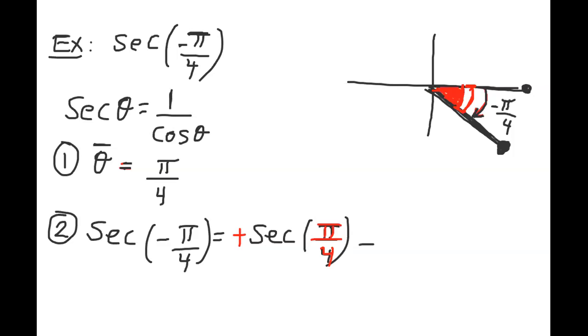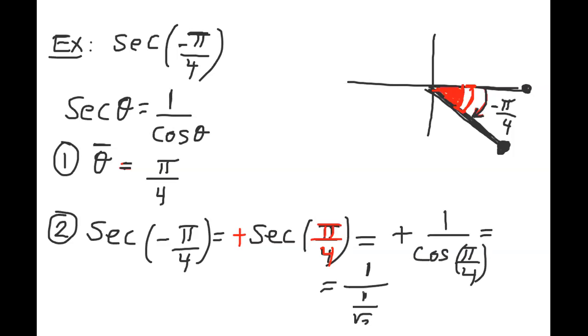So continuing to solve this question, it is positive 1 over cosine of pi over 4. What is the cosine of pi over 4? It's 1 over square root of 2. So the answer is square root of 2. Is it clear for all?